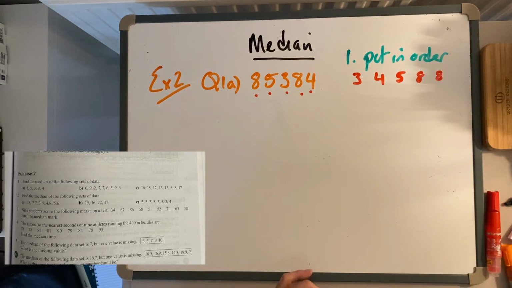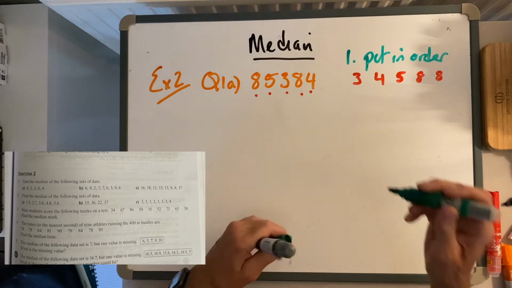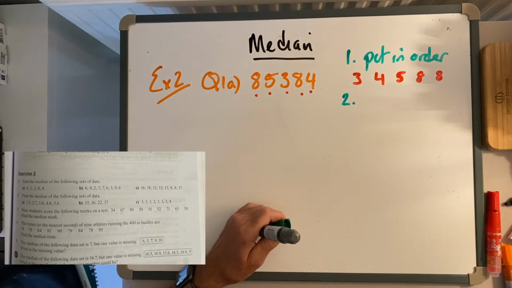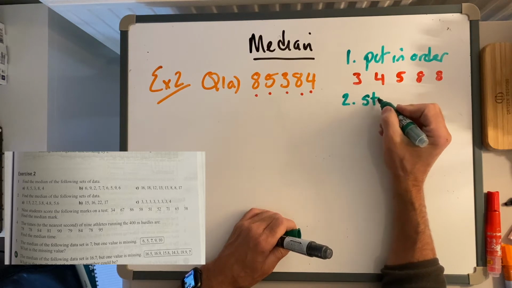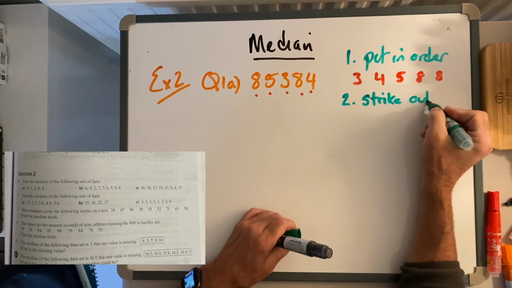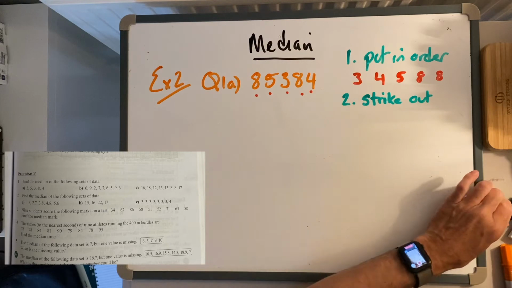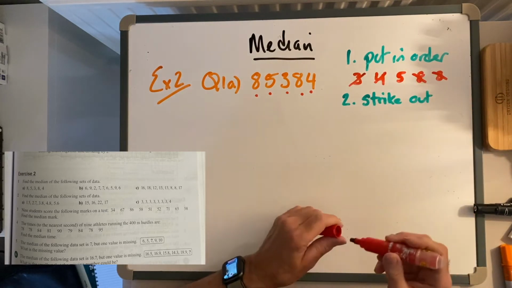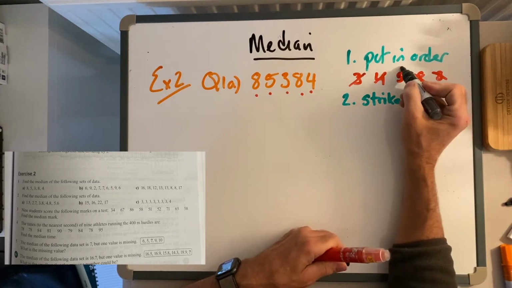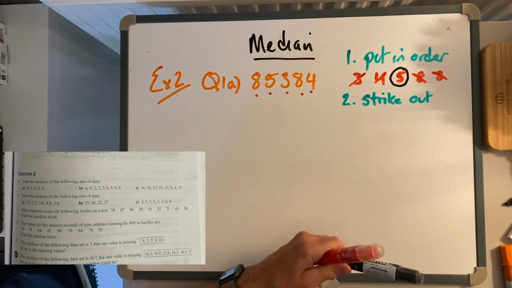So now, 2 ways to do this. The second thing you're going to do is, there's a formula one can use, or we can just strike out. I'm going to call it strike out. And this is how I do my strike out. I'm going to go first and last, strike out. The next 2, strike out. So I'm left with the middle one, 5. And you probably could have seen that anyway. That's probably relatively easy to do.